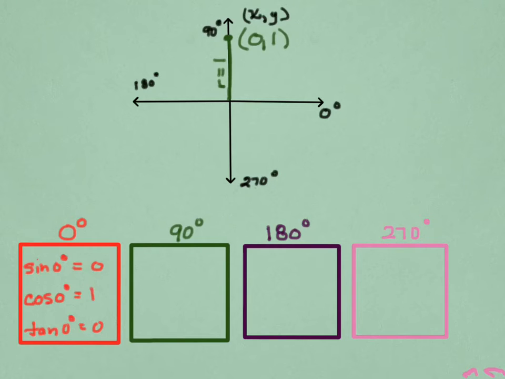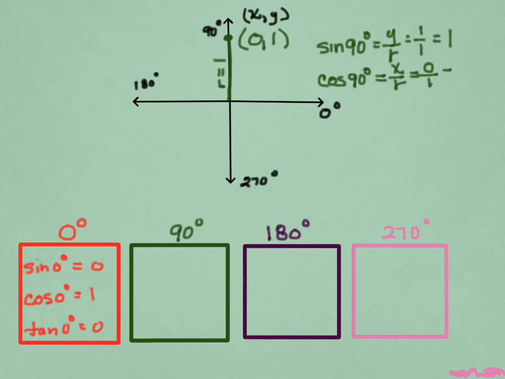For 90 degrees, if r equals 1, I'm going up 1 on the y-axis. That puts me at 0, 1. So x is 0 and y is 1. That means the sine of 90 degrees is y over r, which is 1 over 1, which is 1. Simple enough. Okay, what about cosine? Cosine of 90 is x over r. x is 0 and r is 1, so 0 over 1 is 0.